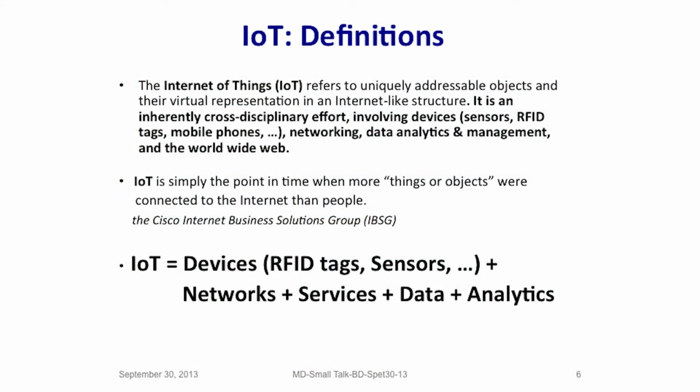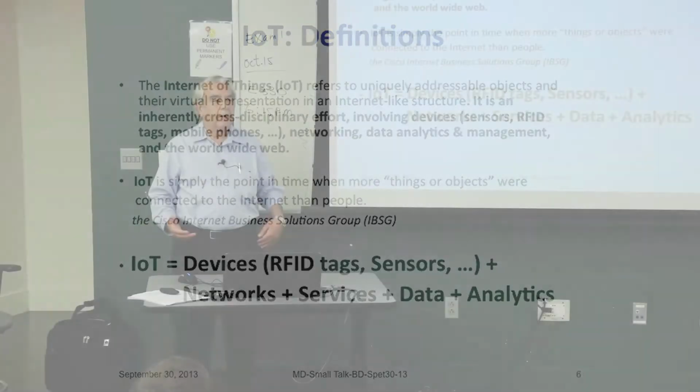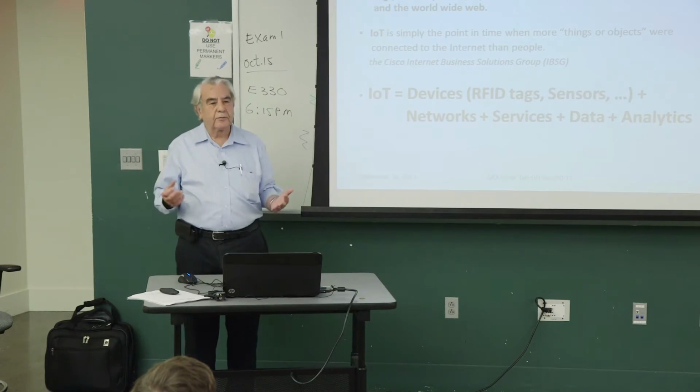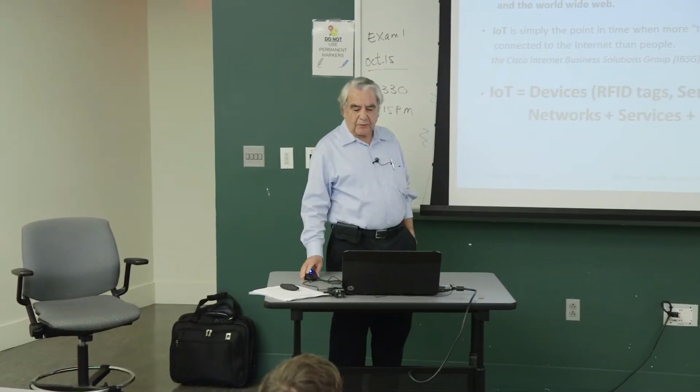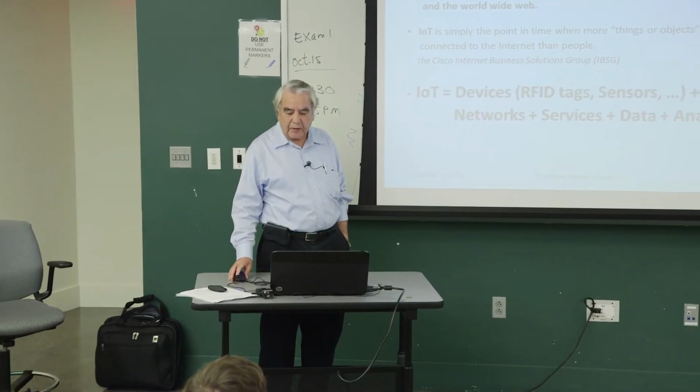So what is it? Definition. It refers to uniquely addressable, distinct, identifiable objects that are in an internet. It is an inherently cross-industry effort. I'll demonstrate why it's a cross-industry effort and why we get involved, because this seems to be a very engineering problem. Yes, but at the end of the day, all these devices are going to generate data, and unless you intelligently manage and analyze the data in a meaningful way, you cannot make intelligent decisions. So it is an inherently interdisciplinary effort.